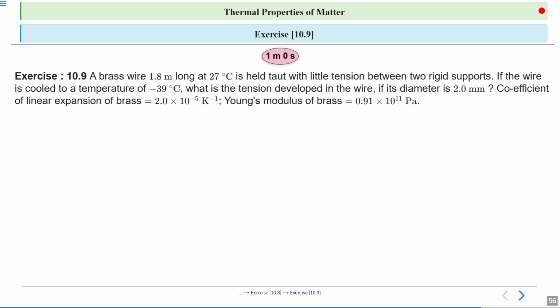A brass wire 1.8 meter long at 27 degrees Celsius is held taut with little tension between two rigid supports. If the wire is cooled to a temperature of minus 39 degrees Celsius, what is the tension developed in the wire if its diameter is 2.0 mm? Coefficient of linear expansion of brass 2.0 into 10 raised to the power minus 5 per Kelvin. Young's modulus of brass is equal to 0.91 into 10 raised to the power 11 Pascal.